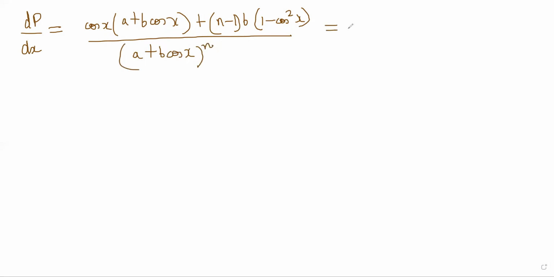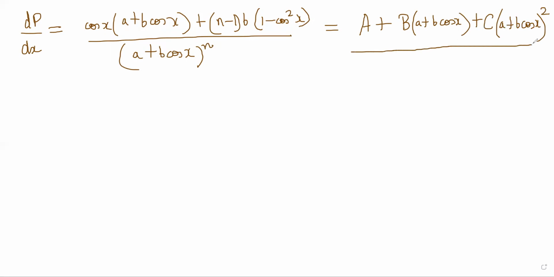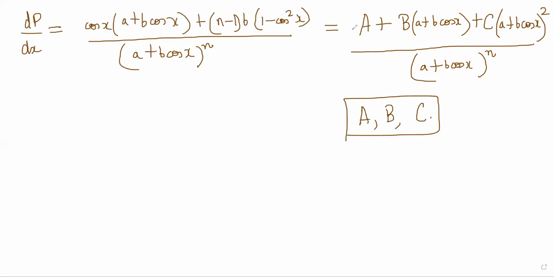I want to write the top part as some constant plus some constant multiplied by a plus b cos x plus some constant multiplied by a plus b cos x whole square, right? This is how I want to write the top part, and the bottom part can stay as it is. So here I just want to find A, B, and C, which can be found by simplifying each expression and comparing coefficients, right?